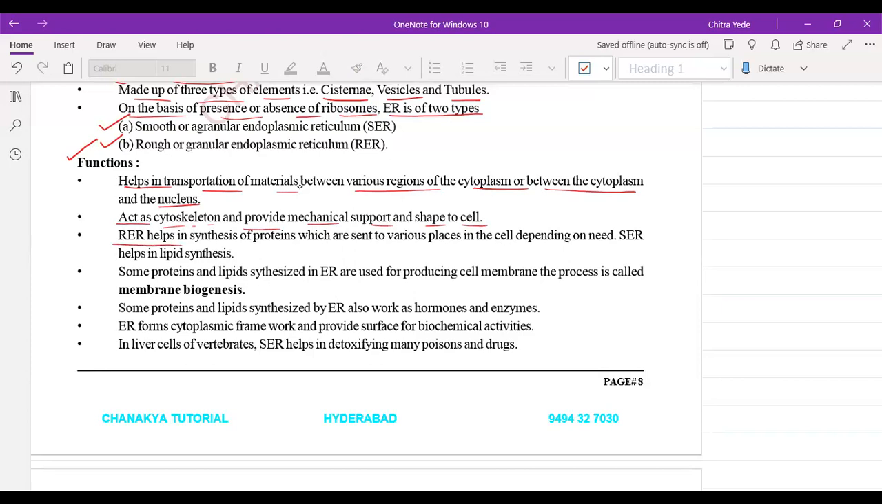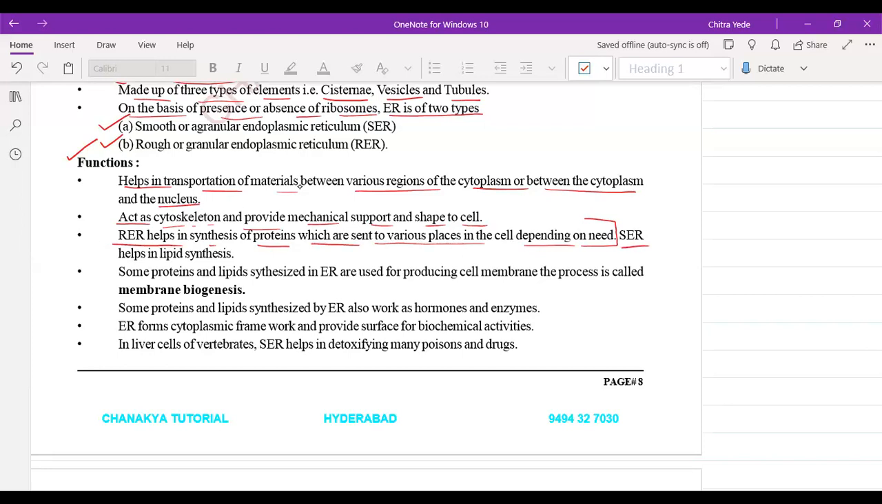Rough endoplasmic reticulum helps in synthesis of protein because ribosomes are attached there, and ribosomes are the functional unit of protein synthesis. DNA is there, mRNA is there, and ribosomes are also there. These proteins are synthesized and, as per the requirement, transported to various places in the cell.